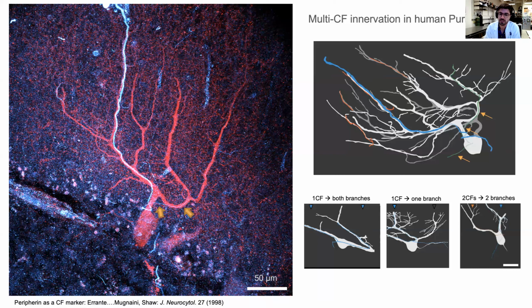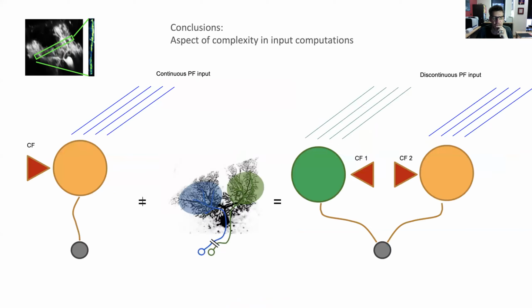My question is more related to the modular organization of the cerebellar cortex. If we consider a multi-climbing fiber innervated Purkinje cell, do the climbing fibers come from the same area of the inferior olive, or do they come from different nuclei in the inferior olive? I don't know.